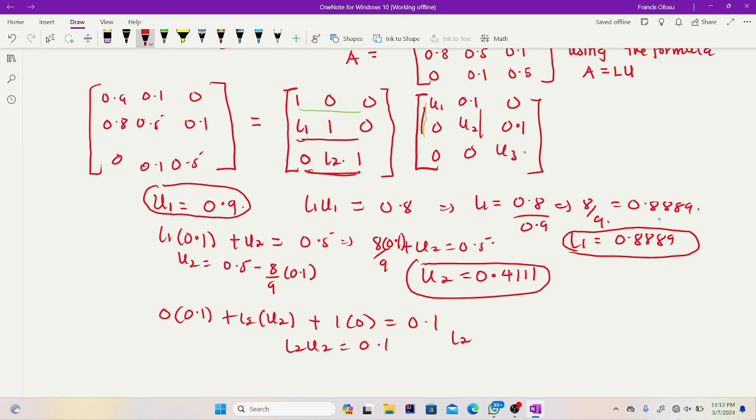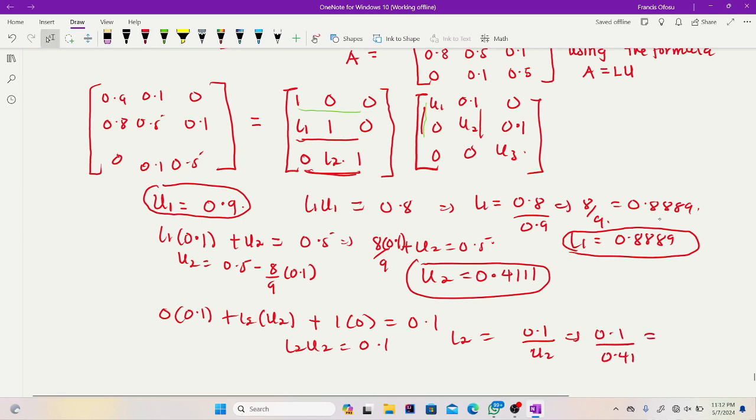So my L2 is simply equal to 0.1 over U2. And what am I getting? I'm getting 0.1 over 0.41, right? So 0.1 over 0.41 is giving me 0.2432. Okay. So right now I have L2. So let me write L2 here, which is also equal to 0.2432, right? So I have this value there.